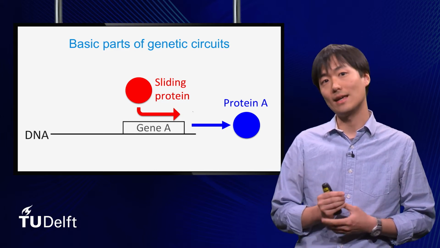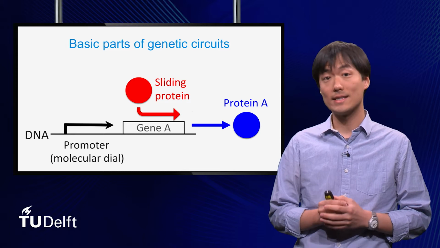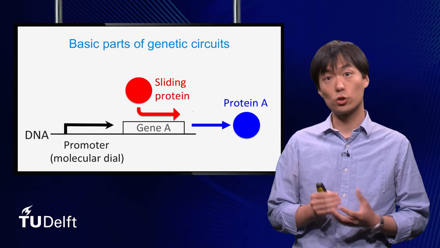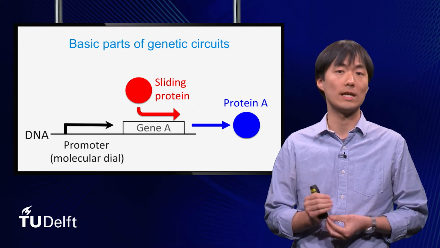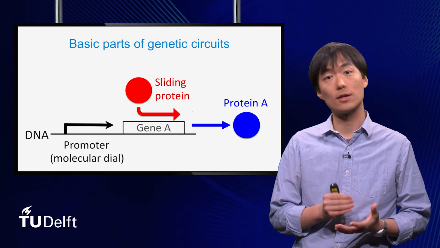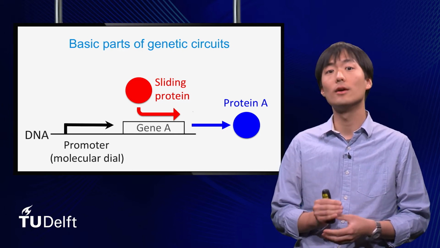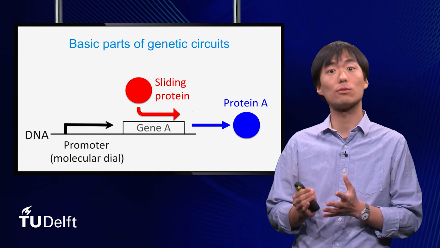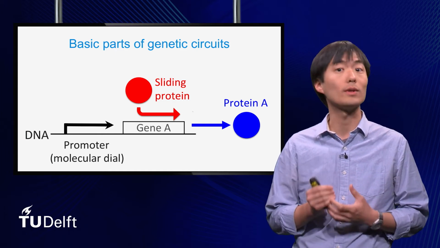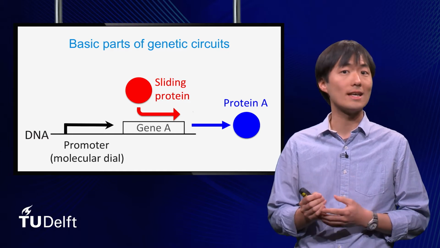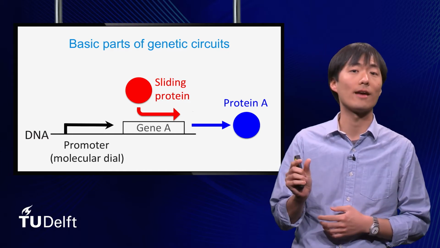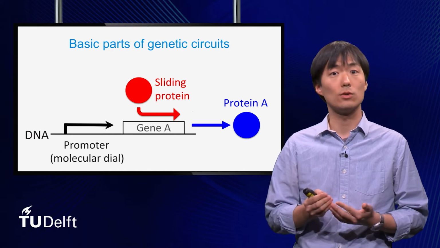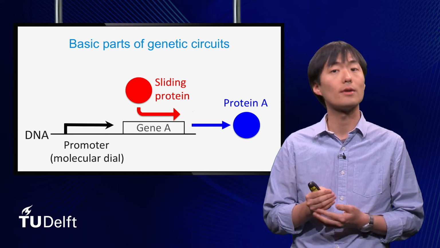Next to the gene is the promoter. It is a sequence of DNA that attracts the slider protein to the gene. By controlling its attractiveness to the slider, the promoter controls how frequently the slider slides through the gene and produces the protein A. So the promoter is a molecular dial. Like Lego blocks, you can place any type of a promoter next to a gene.